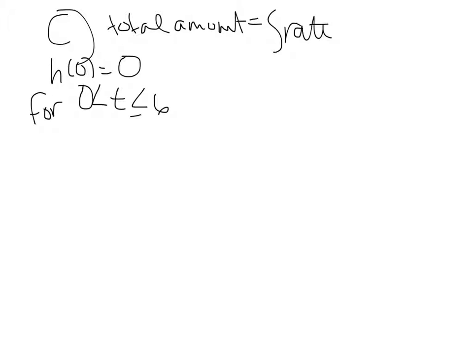So for 0 < t ≤ 6, h(t) is equal to h(0), because h(0), again, is how much has been shoveled already. We know nothing has been shoveled yet, but that's why you have to add it to the integral I'm about to write down, because if she had already shoveled 10 feet, you would add that to the amount of feet she would be shoveling from 0 to 6.